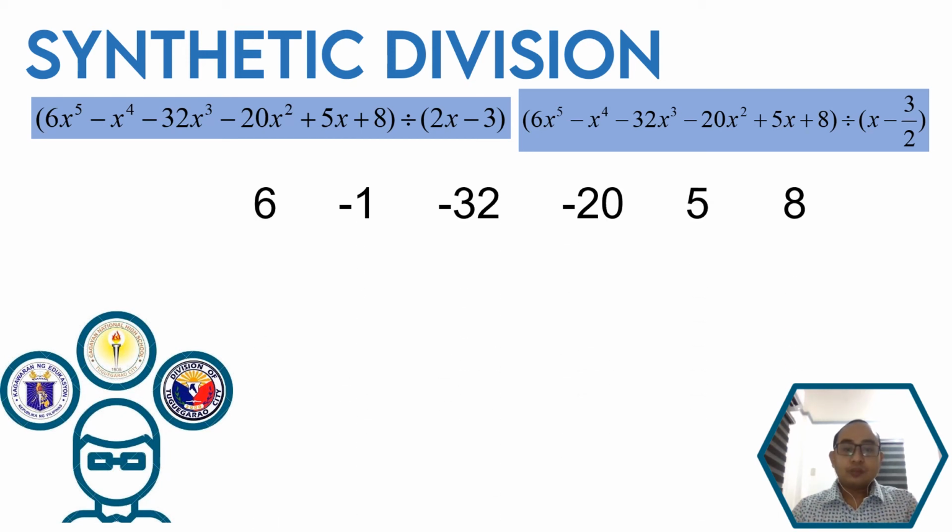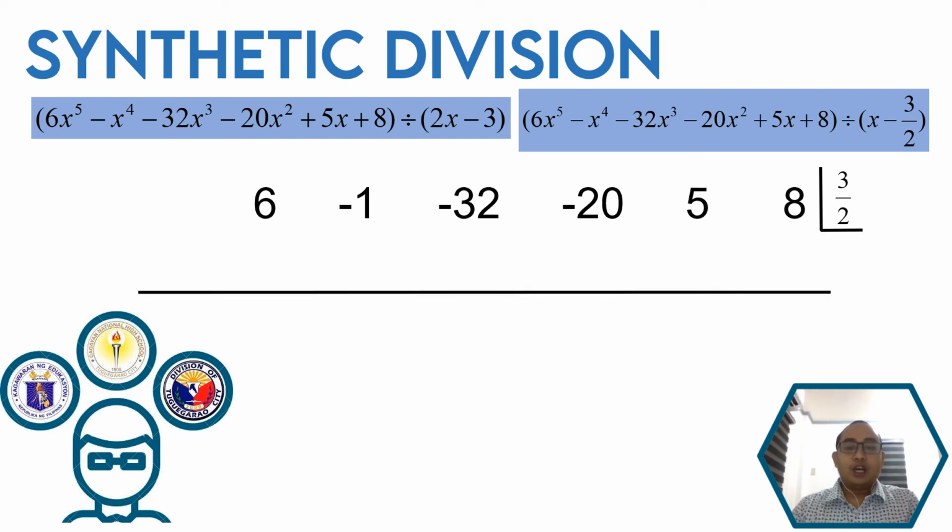So, we have 6, negative 1, negative 32, negative 20, 5, and 8 as coefficients of our dividend. And the value of c in our divisor is 3 over 2. So we bring down 6. 6 times 3 is 18 over 2 is 9. And negative 1 plus 9 will give me positive 8. 8 times 3 over 2 will give me 12. And negative 32 plus 12 will give me negative 20.